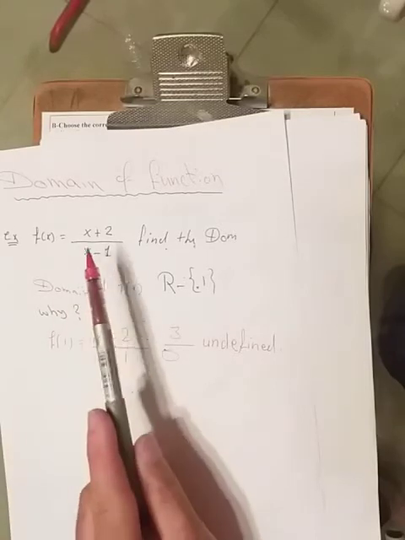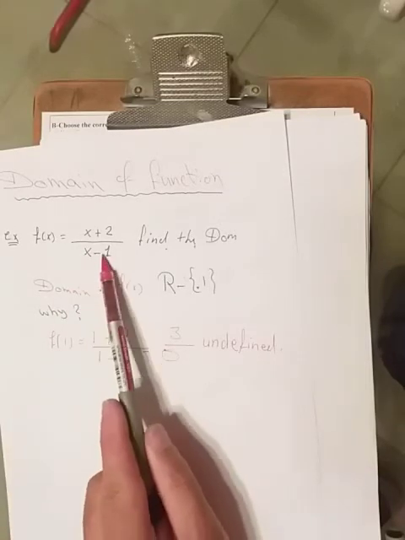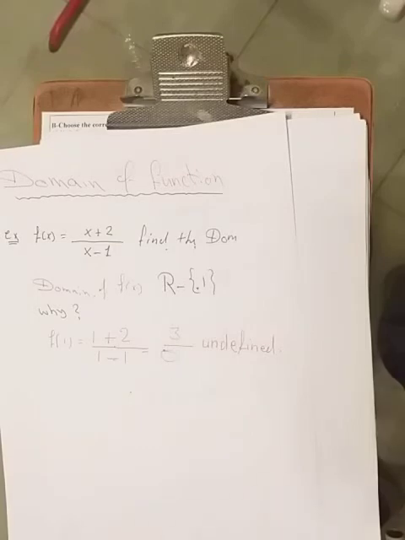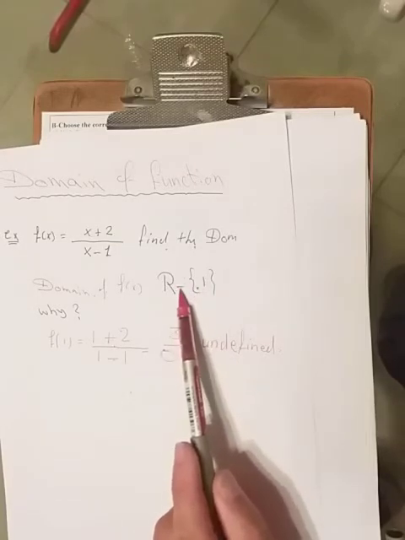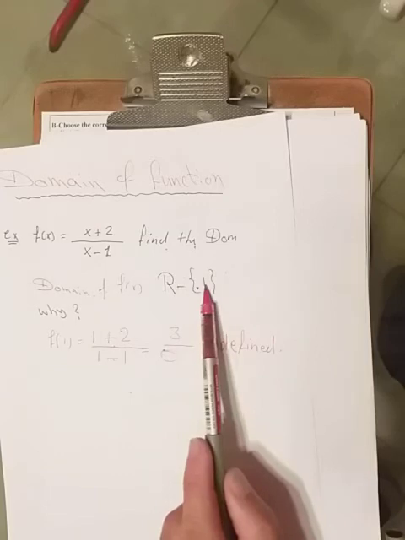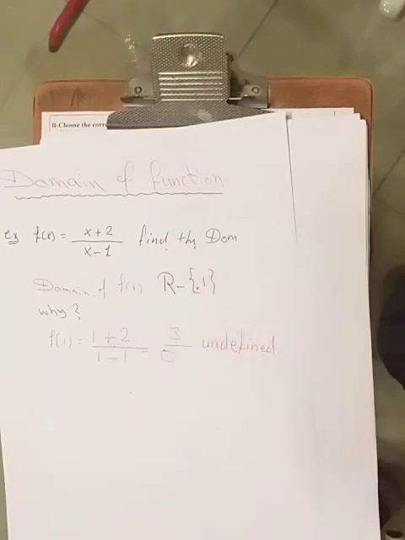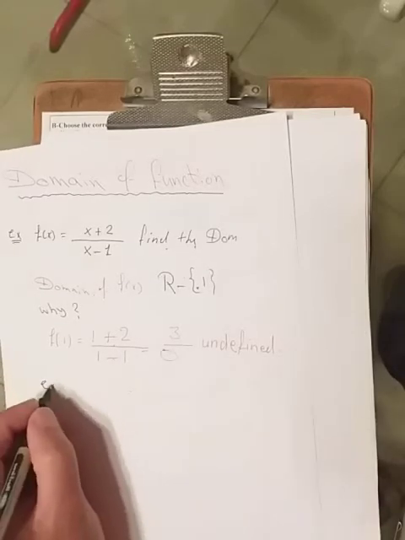Then you can say the domain of this function is all real numbers except 1. You can put any number except 1. This is the domain of a rational function. Another example.